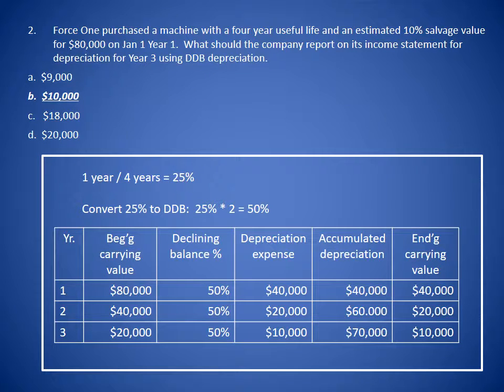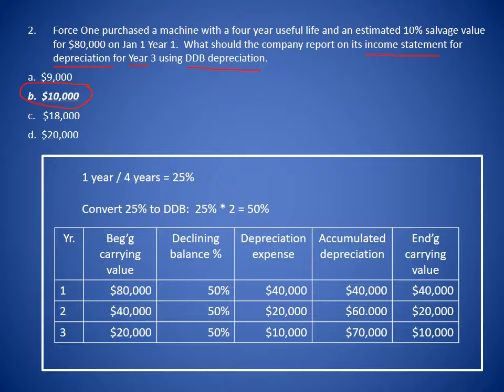Now let's take a look at the answer to question number 2. And again, the question is, what should the company report on its income statement for depreciation for year 3 using double declining balance depreciation? And the answer in this case, after doing the calculations, is B, $10,000. So let's see how we go about doing that calculation.